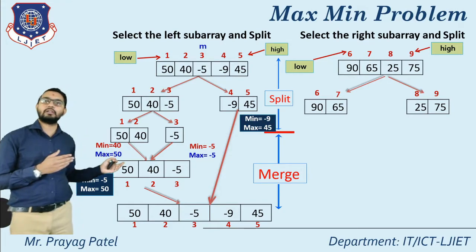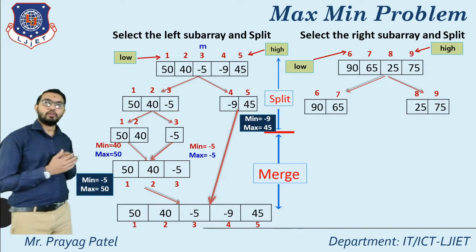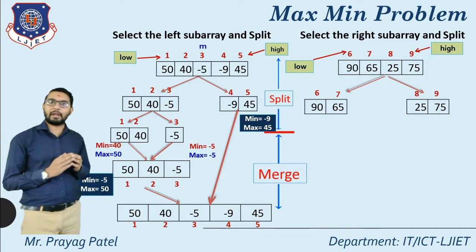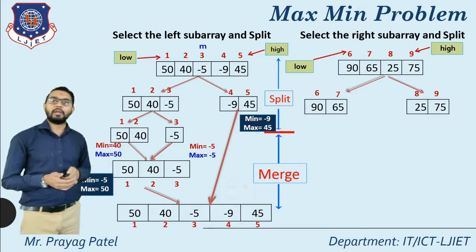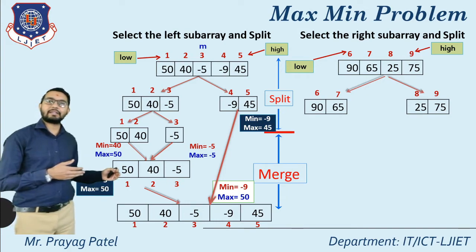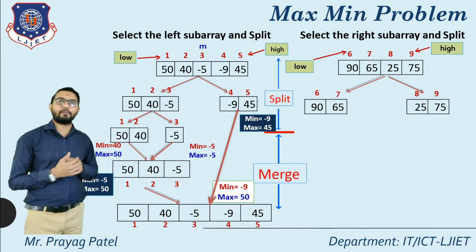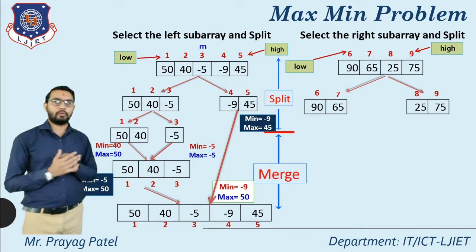So from the location 1, 2, 3, we already find the minimum value as -5. So minimum equal to -5 in the left array and minimum equal to -9 in the right array. So minimum value considered as -9. Now maximum value in the left array is 50 and the right side is 45. So maximum value considered as 50 for location 1 to 5.